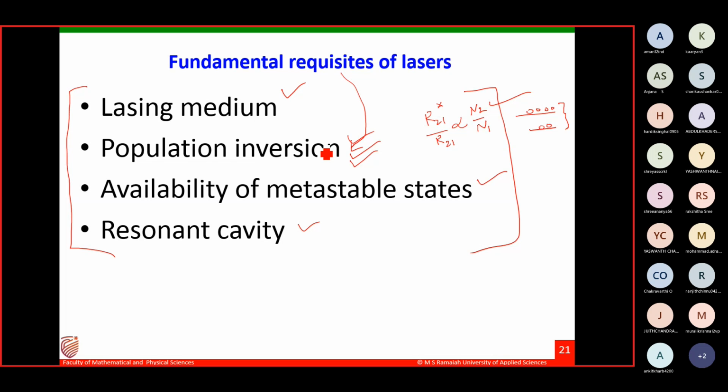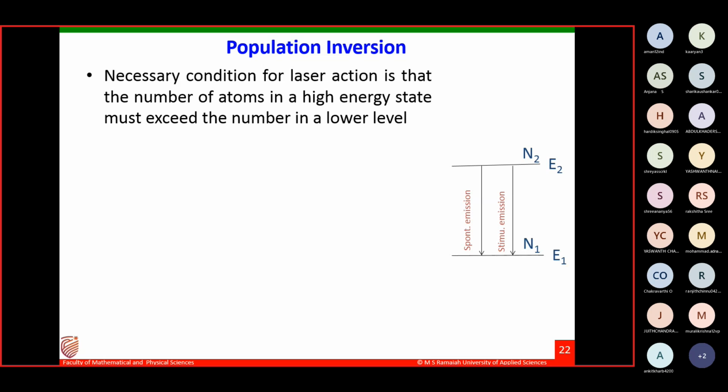Now let us concentrate on these two concepts first, and later we'll come back to the lasing medium as well as the cavity. Let us understand what we mean by metastable state. The necessary condition for laser action is that the number of atoms in the higher energy state must exceed the number in the lower energy level. As I mentioned previously, N2 should be greater than N1 if I want to expect lasing action. That is directly related to the relation we derived.